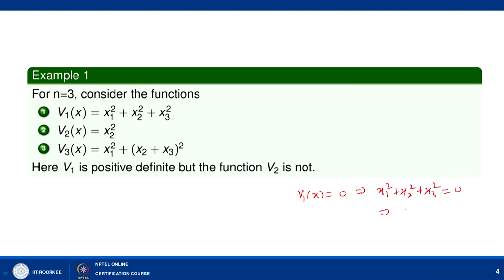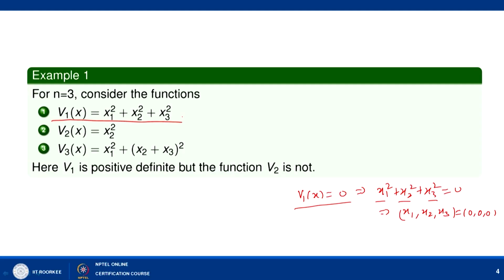So, it means that this is possible only when x1, x2 and x3 are all 0. So, it takes the value 0 only at the origin, and at every other point it is a sum of positive values, so it is taking positive values. It takes the value 0 only at the origin, and wherever x is non-zero it takes a positive value. So, v1(x) is a positive definite scalar function.